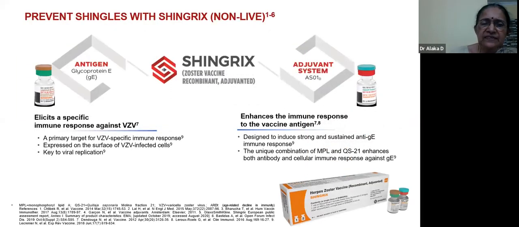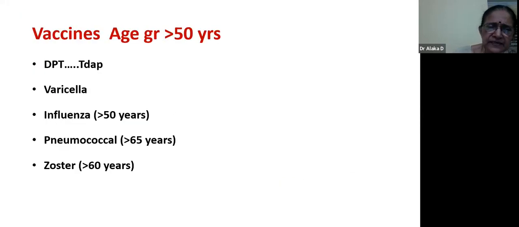So please advise this vaccine. They have given you all the material. There is an antigen, there is an adjuvant, and that gives a good immune response. This is a recombinant virus. So vaccines which have to be given for people who are more than 50 years of age.